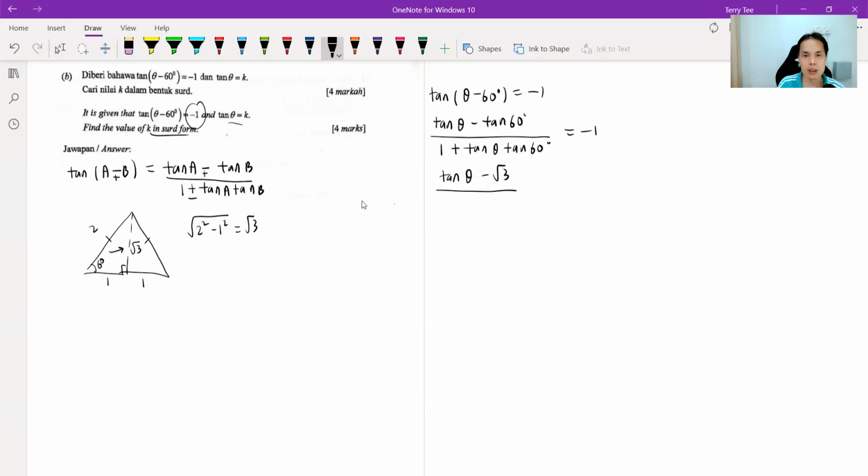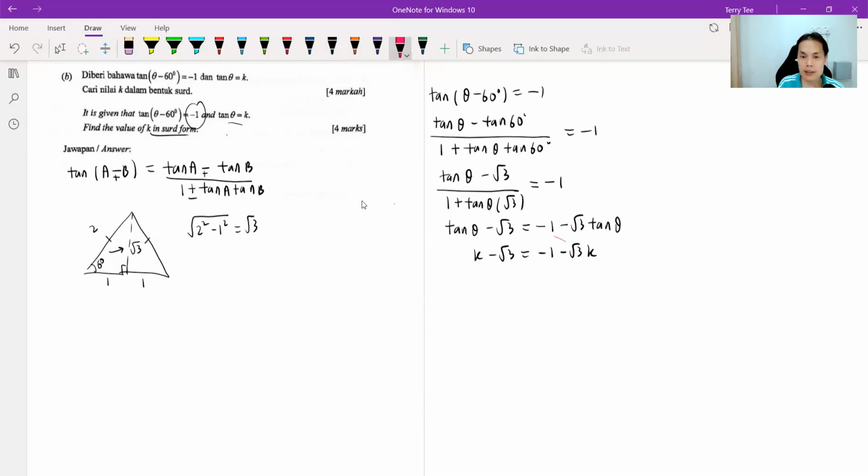So this is tangent theta minus surd 3, over 1 plus tangent theta and surd 3. Then the result is -1. My job is to solve for tangent theta. So let's multiply over. This is tangent theta minus surd 3, equals -1 minus surd 3 tangent theta. Finding tangent theta is a bit annoying, but perhaps we can just substitute k inside. After all, you're finding k, right? So maybe I sub inside here, k minus surd 3 equals -1 minus surd 3k.